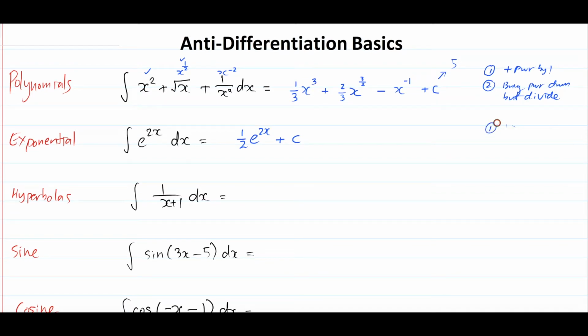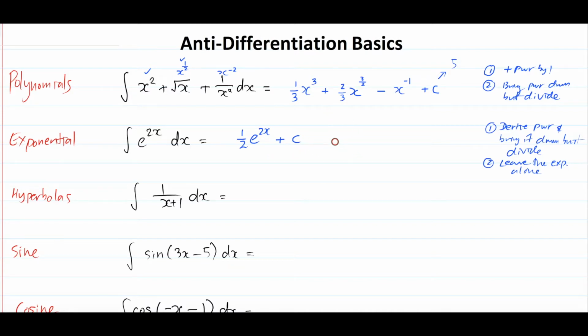So step number 1, derive the power, and then bring it down, but divide it, okay? So that's pretty much it. And then of course, number 2, leave the exponential alone. So don't touch the exponential, leave it alone, and just derive the power, bring it down. So that's pretty much it for exponential.